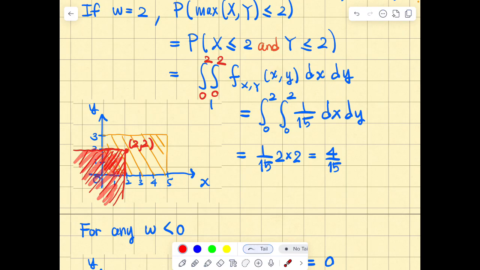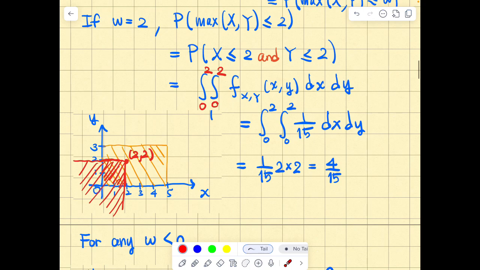But remember, the PDF is non-zero only in this small orange rectangle. So basically, we're gonna integrate just this overlapping area between the red and the orange. Okay. So we want to find the integral of the joint PDF over this overlapping area. So X between 0 and 2 and Y between 0 and 2. Okay, so this is the area of integration for us.